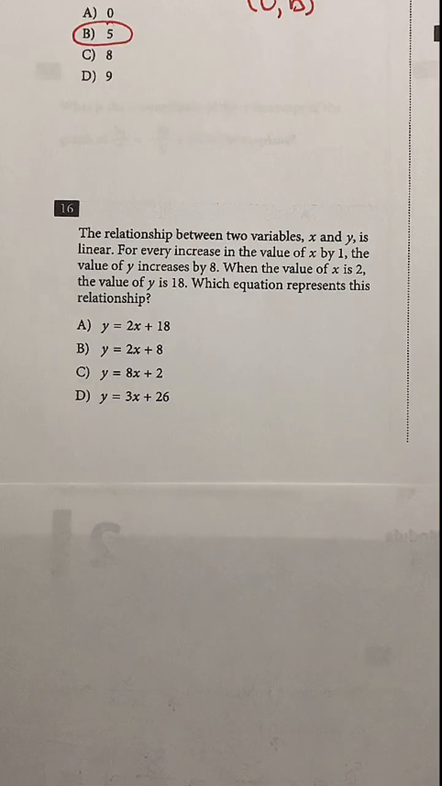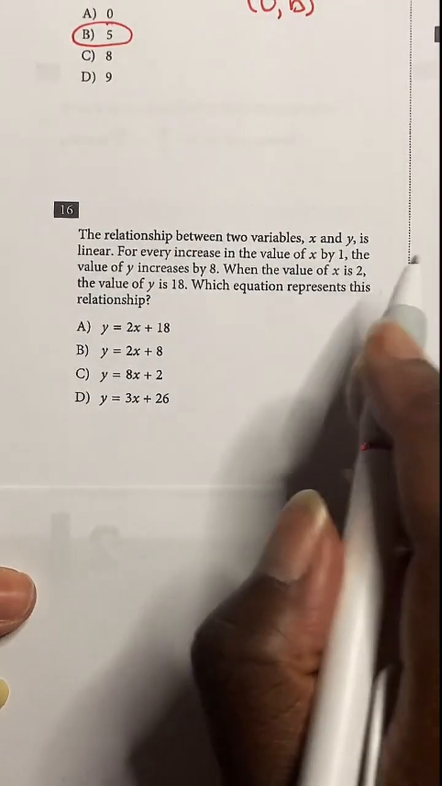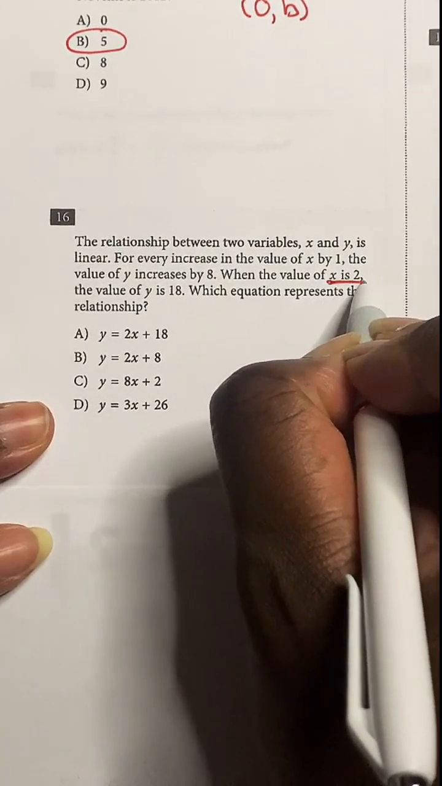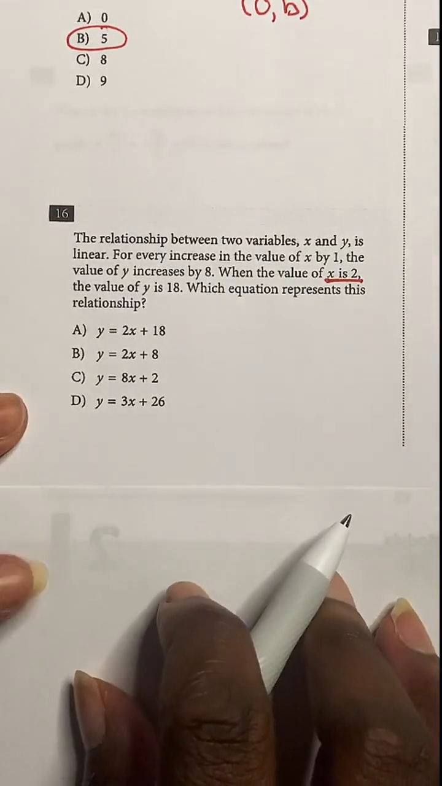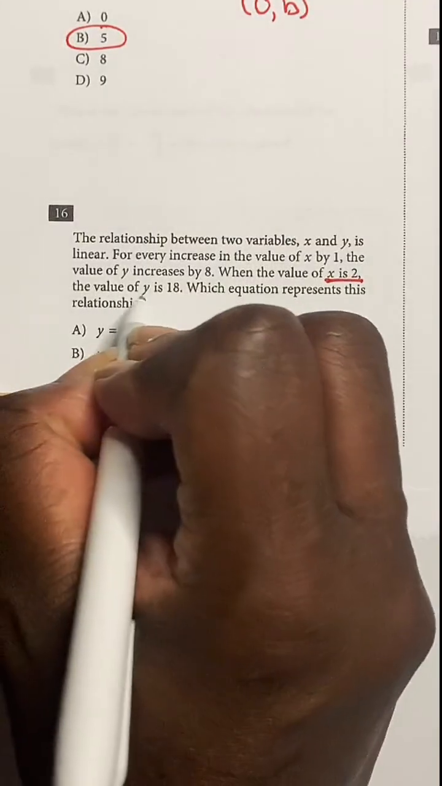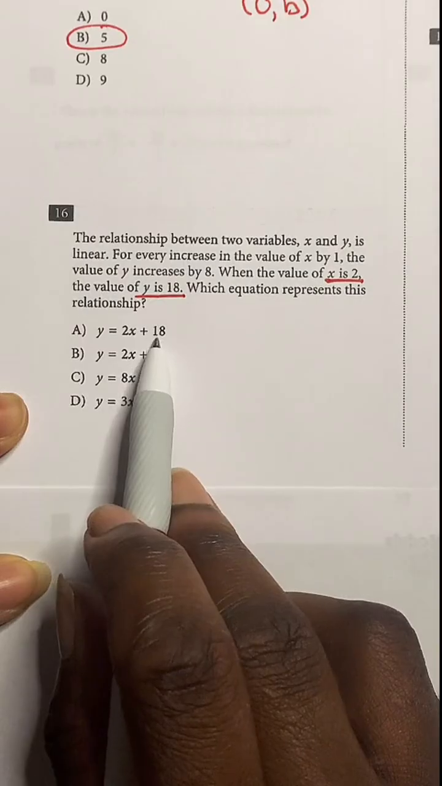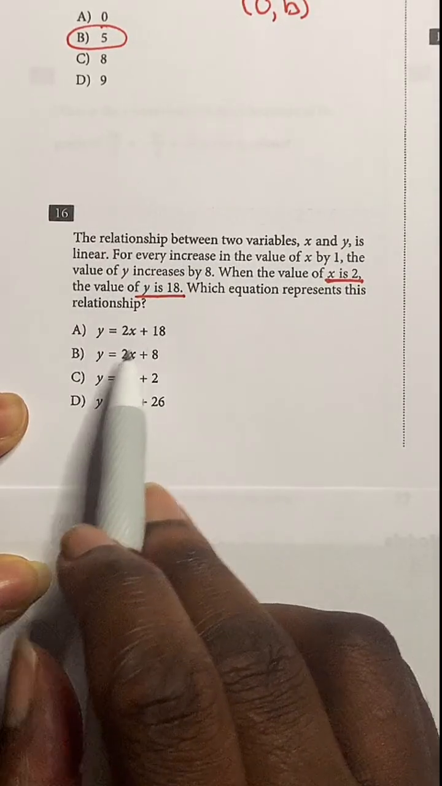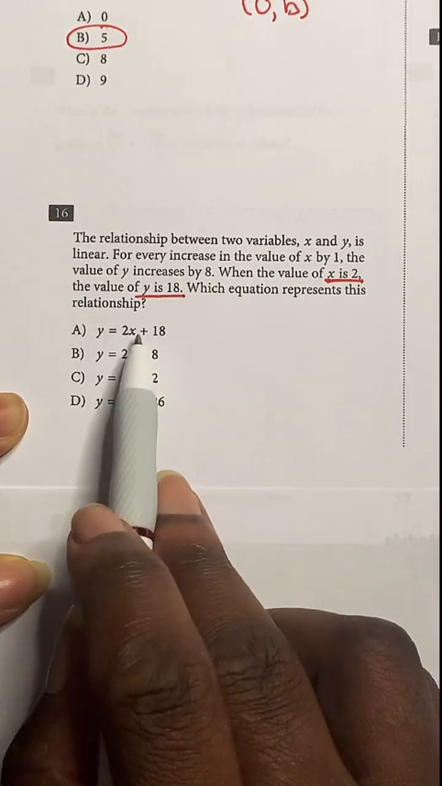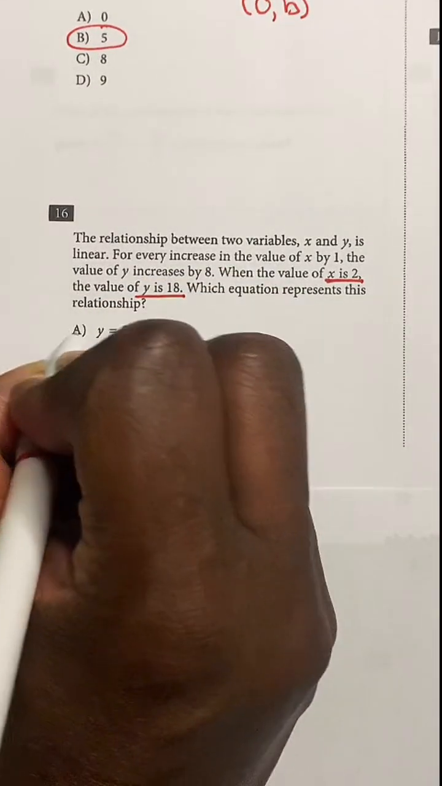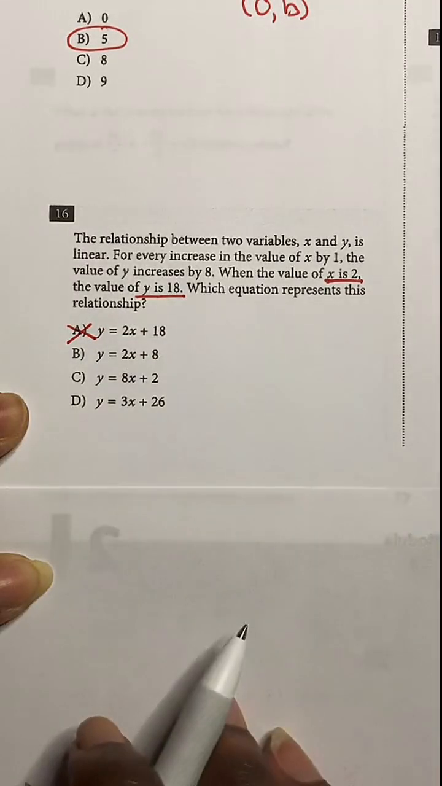So plug in X and Y. All right. So this is what they're giving us. They're telling us what X is supposed to be. Okay, the X is supposed to be 2. They're telling us the Y is supposed to be 18. So the constant is not supposed to be 18. That means when I plug the 2 in for the X, it's supposed to equal Y. So that's why A is out.